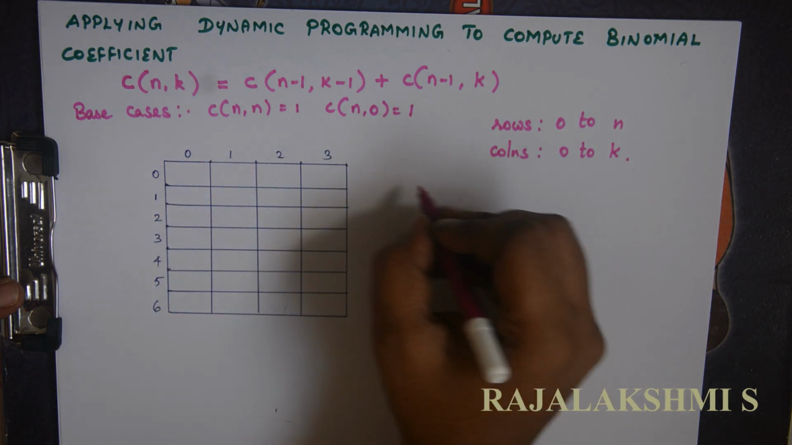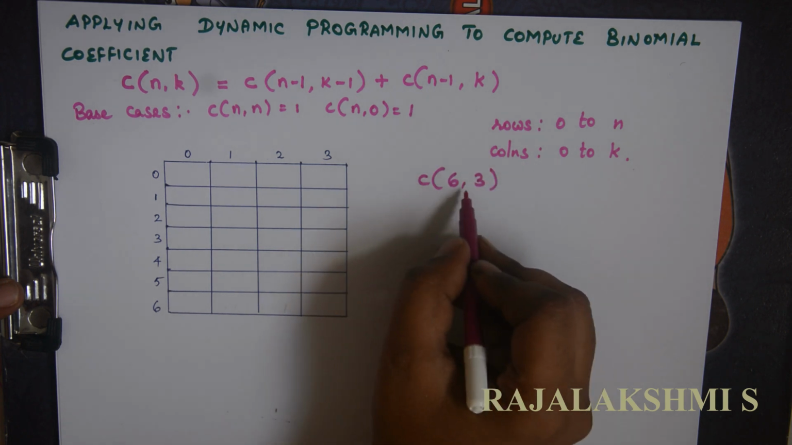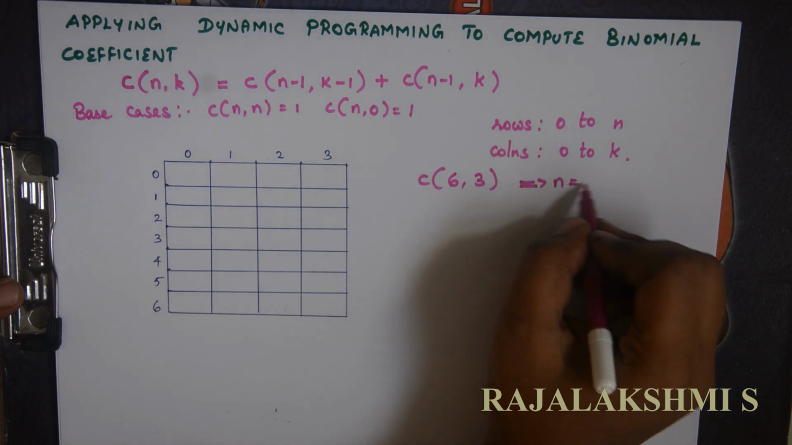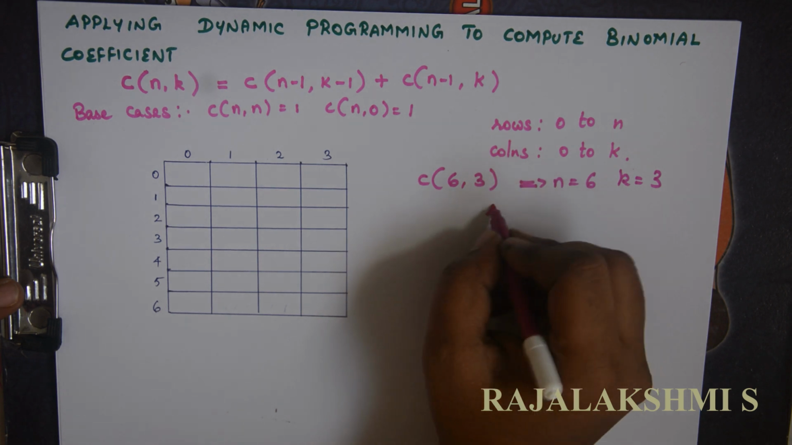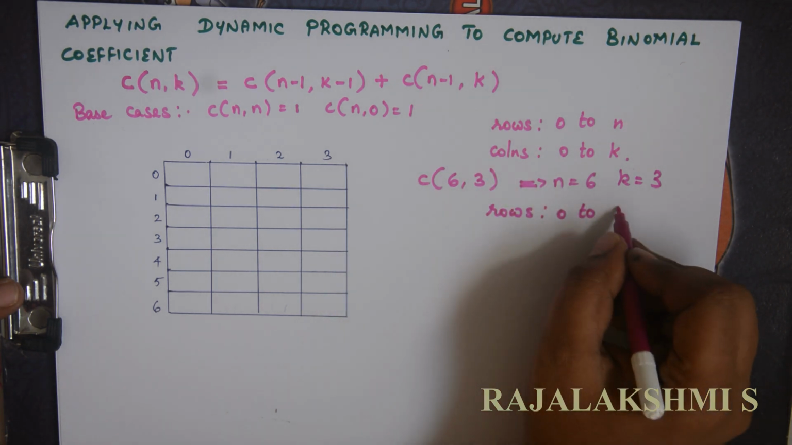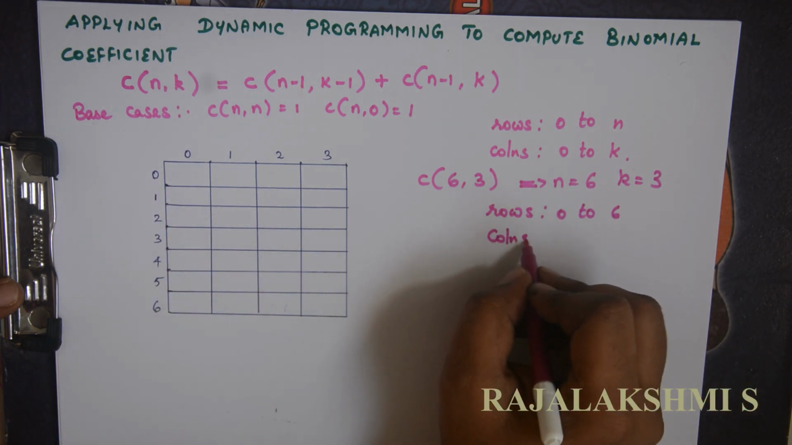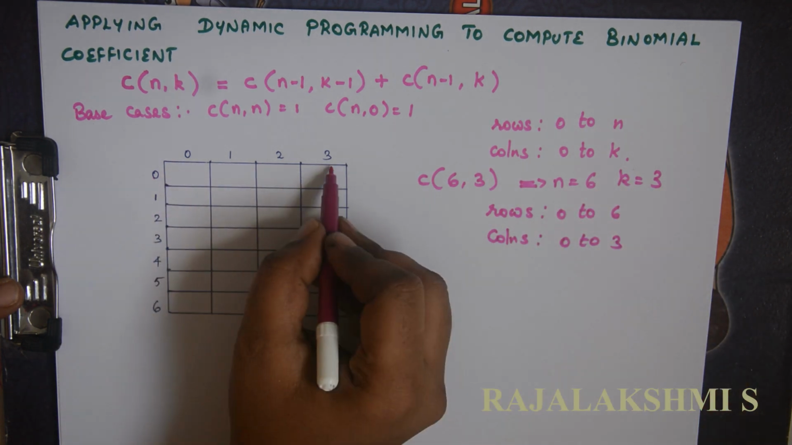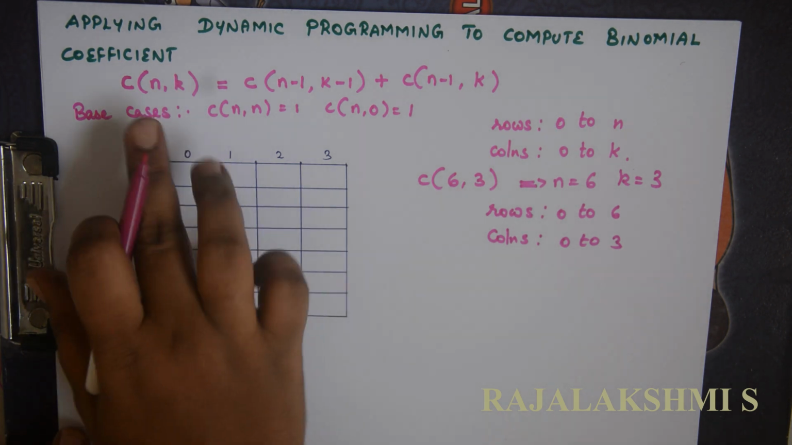For example, let me find C(6, 3). We will match this with C(n, k). So this implies n is equal to 6 and k is equal to 3. Rows range from 0 to n, which is 6 here, so 0 to 6, and columns range from 0 to k, which is 3, so 0 to 3.